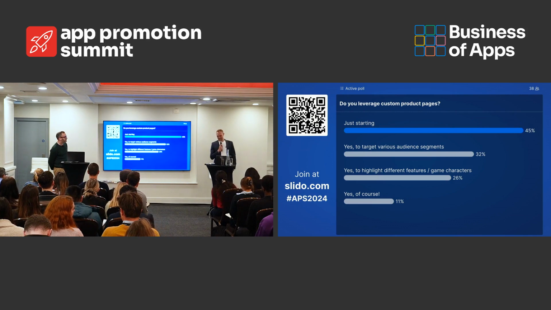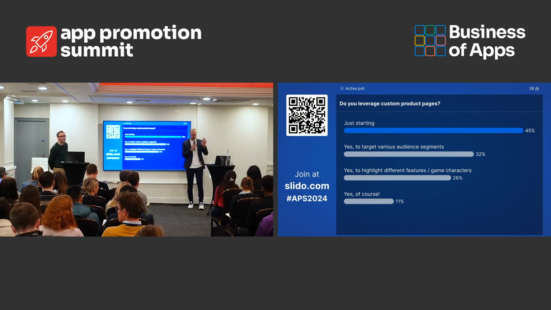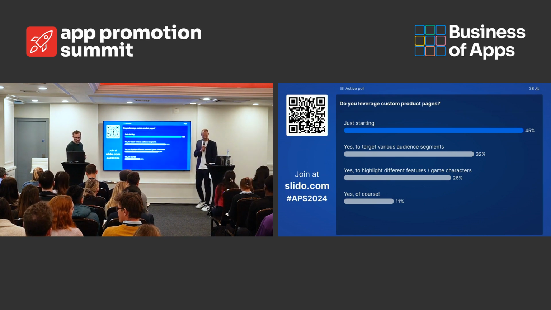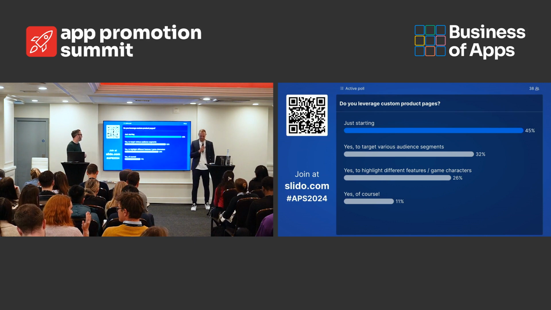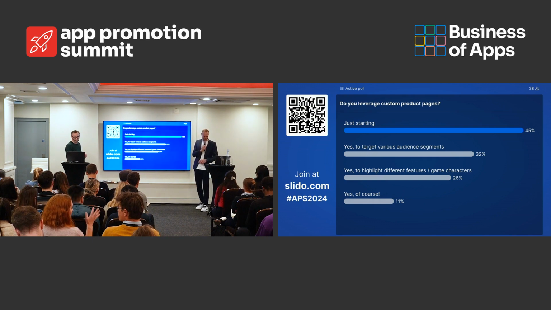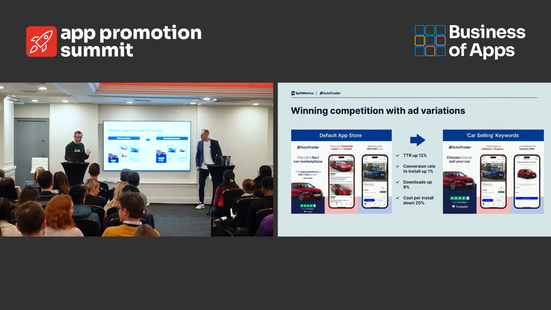Okay, yeah, looks like we have the results in. Around about half of the audience is new-ish, just getting started with custom product pages. As we can see, one of the biggest use cases for what they are currently being used is to target various audience segments. And the next use case is to highlight different features or game characters, if you have an app or game. And yes, of course, we are doing both of them. Exactly in the same place, right?